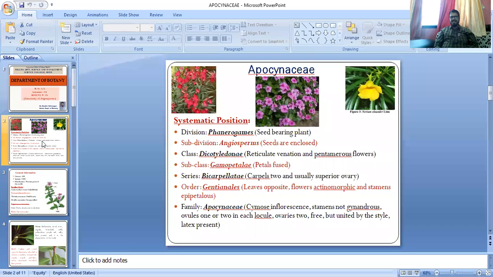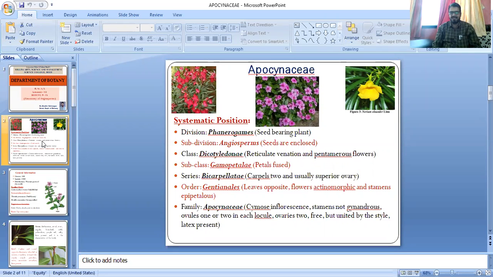What is there inside family Apocynaceae? The reason: cymose inflorescence is there, stamens are not gynandrous. Ovules 1 or 2 in each locule. Ovaries 2 free, that is apocarpous, but united by the styles, and latex is present. We have seen before what cymose inflorescence means, but here stamens are gynandrous. What is gynandrous stamens?